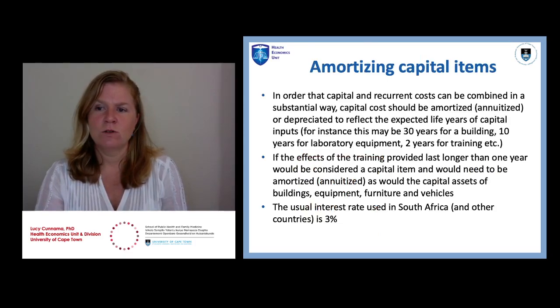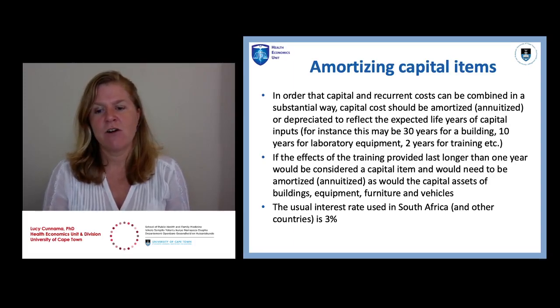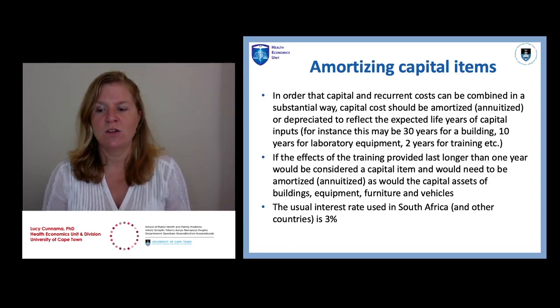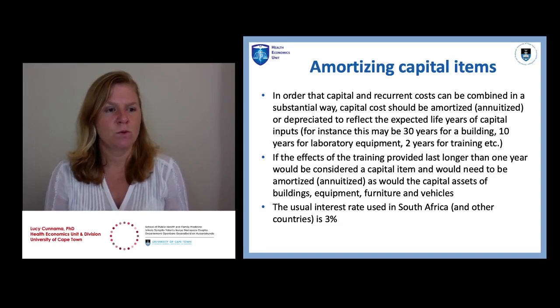So when we're amortizing capital items, we do this in order to have capital and recurrent items be combined in a meaningful way. Capital costs should be amortized, annuitized or depreciated to reflect the expected life years of these capital inputs. The life expectancy of a building might be 30 years, whereas for a piece of laboratory equipment, it may be that the expected life years are only 10, and that might be more realistic.